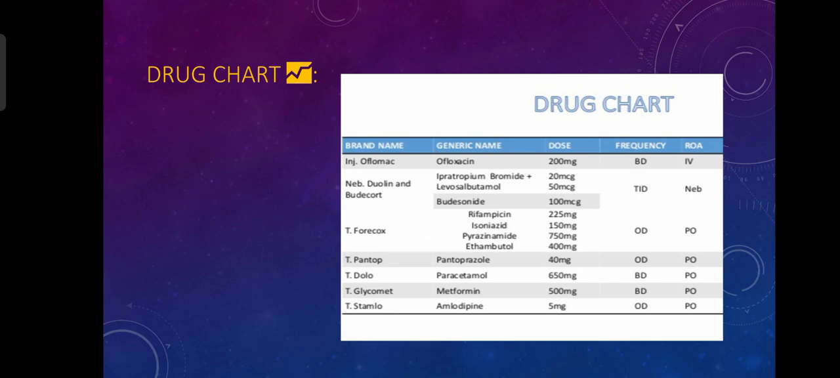और पैरासीटामोल, मेटफॉर्मिन, पेंटोपेराजोल 40 milligrams. These are certain drugs which we are prescribing to our patient in certain dosage form, and how frequently the patient should take. So this is the drug chart which clearly explains the whole drug activity of the drugs which we have prescribed.